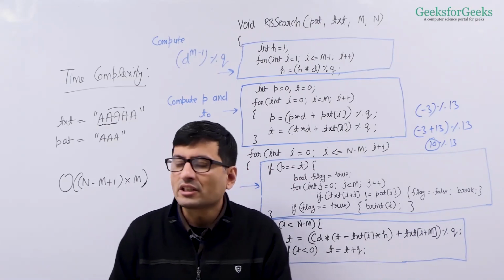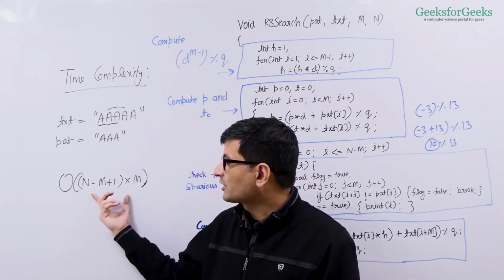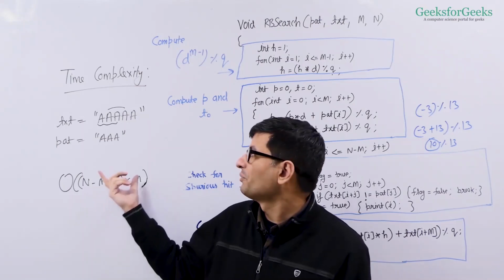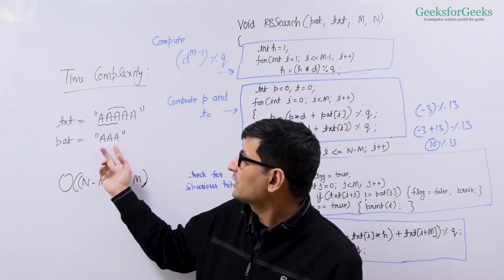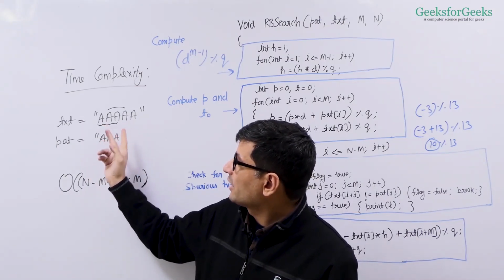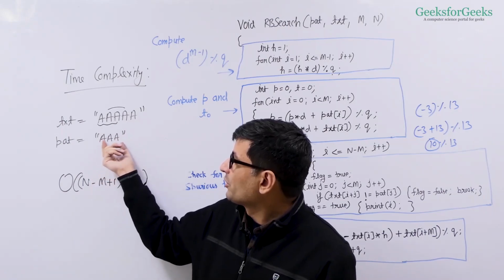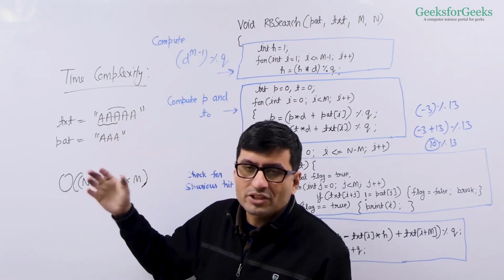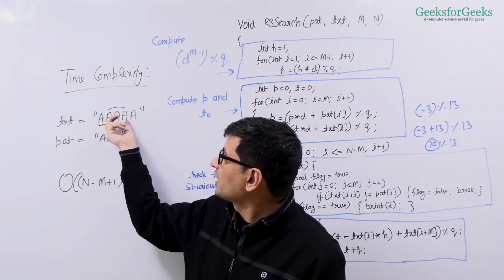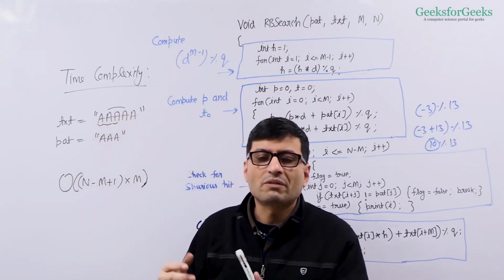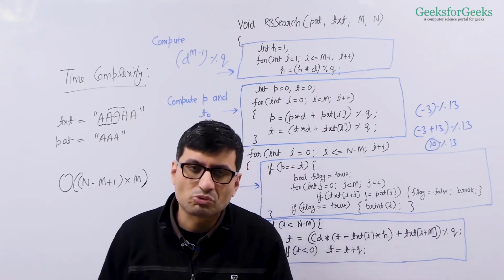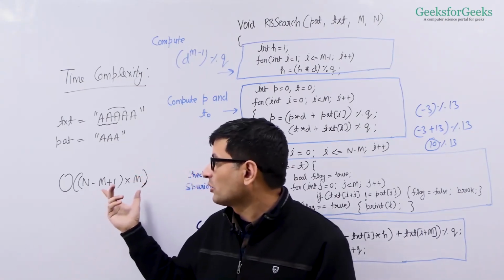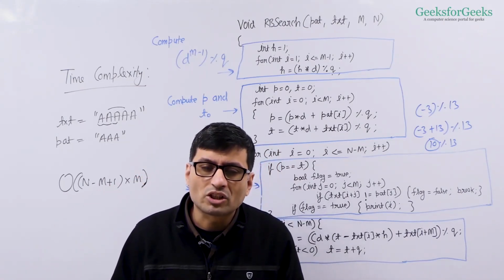In worst case, Rabin-Karp's time complexity is the same as naive algorithm, and the worst case happens for cases like this. If you see this text and this pattern, what are you going to do? You are going to compare the hash values, and hash values are going to match everywhere. They are going to match here, here, and here. And every time you are going to compare all the characters one by one. So that's how you get this time complexity. So it is like naive algorithm in worst case.